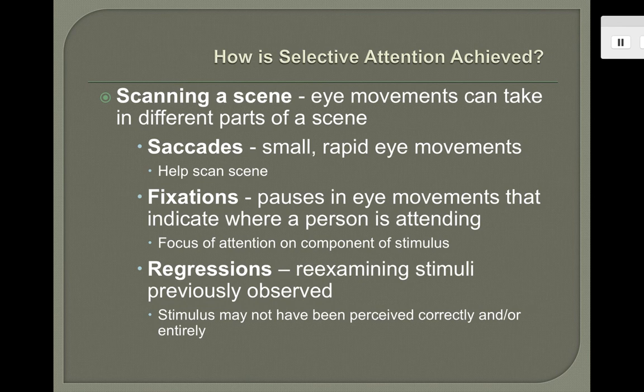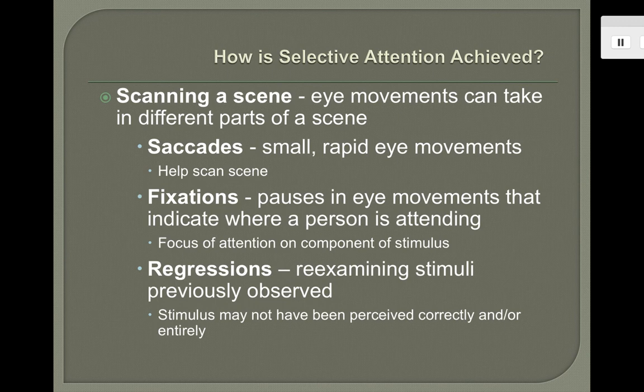Now, one of the incredible things we find is that since we're exploring these scenes, scanning a scene or scanning whatever it is that we're reading, our eyes are moving and they're helping us scan. So these movements, which are completely natural, are helping us see as much information as we possibly can throughout our environment. Now, one of the things that needs to happen is that we need to focus our attention.